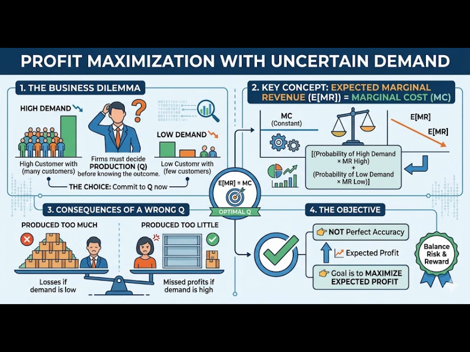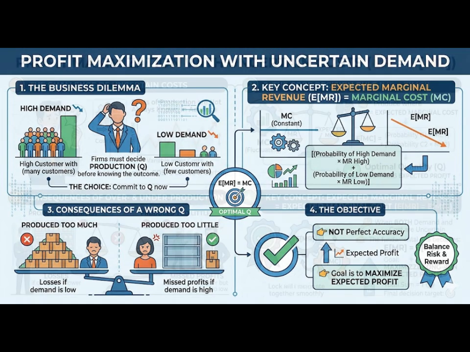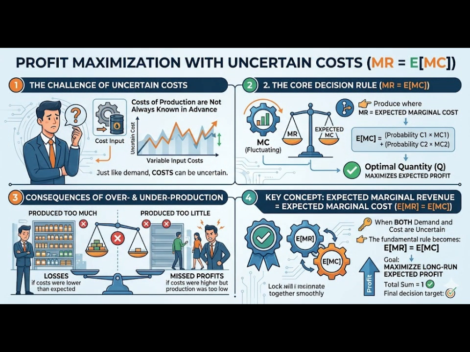So the goal is not perfect accuracy. The goal is to maximize expected profit in a nutshell. Now, what happens when costs are also uncertain? In this case, profit maximization occurs where marginal revenue is equal to expected marginal cost. That is, MR is equal to EMC.